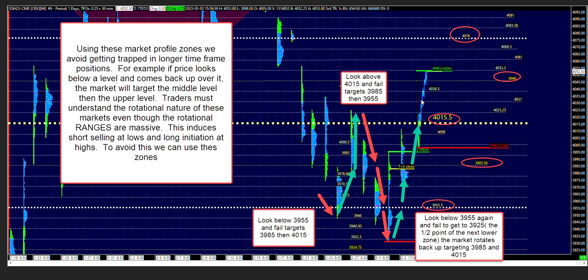And I've done videos on how to find these levels, the look above and fail, the look below and fail. It works in day time frame. It works on a 4 hour. It works on half an hour. It works on 5 minutes. And even our day traders were using 30-second charts, using the look above and fail, look below and fail as our A+ setups. And it's paying.